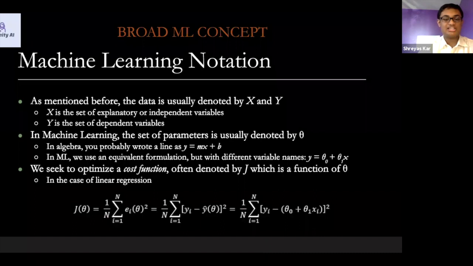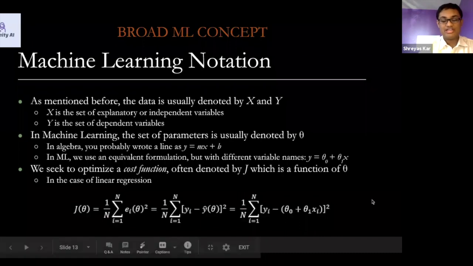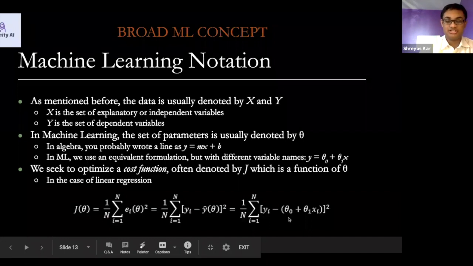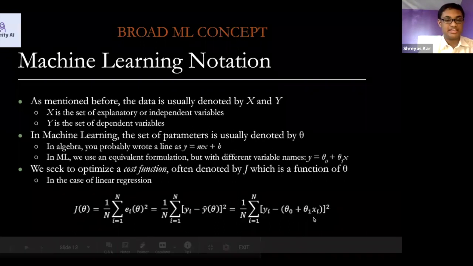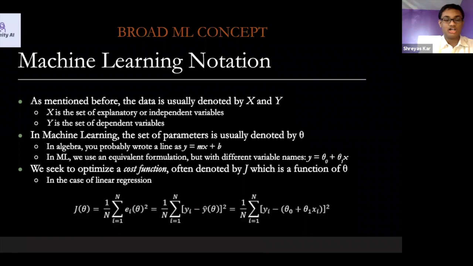And a question that might come to you is how exactly can you minimize this function to get the optimal values of theta 0 and theta 1? In order to do this, we have to use something called an optimization algorithm. And Dr. Willard will talk about optimization algorithms in the next lecture. So stay tuned for that.